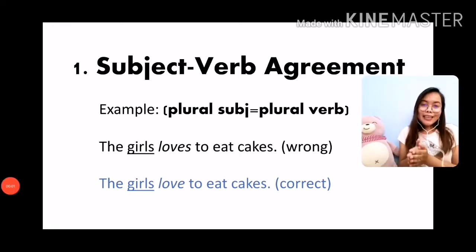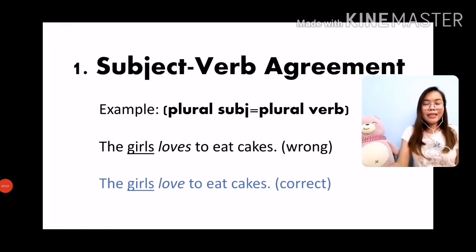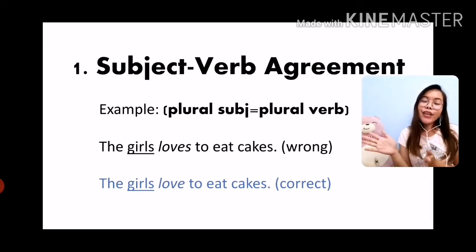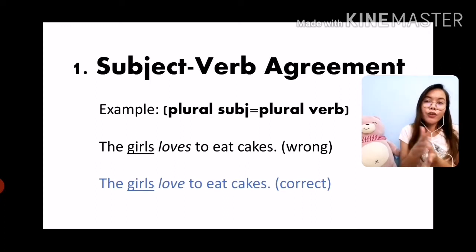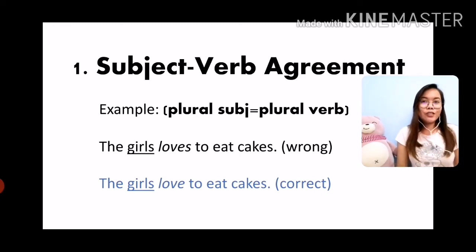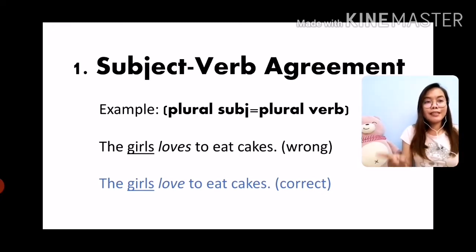So that's it for the subject-verb agreement for this video, because if we discuss everything under the subject-verb agreement, or the rules for it, it will really take a lot of time for us to learn together. So this time, for the commonly misused, we will just tackle these first 2 that we have discussed a while ago. We will discuss the different rules in our next videos.